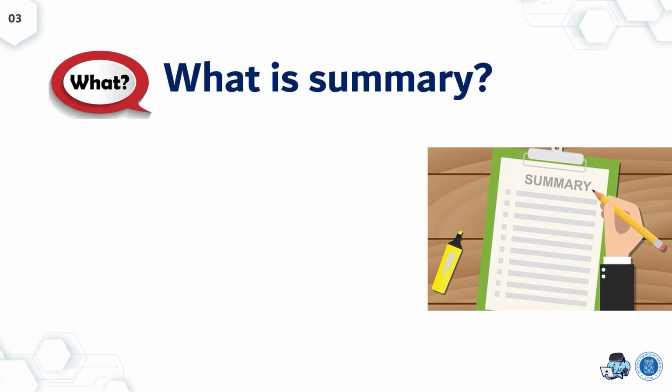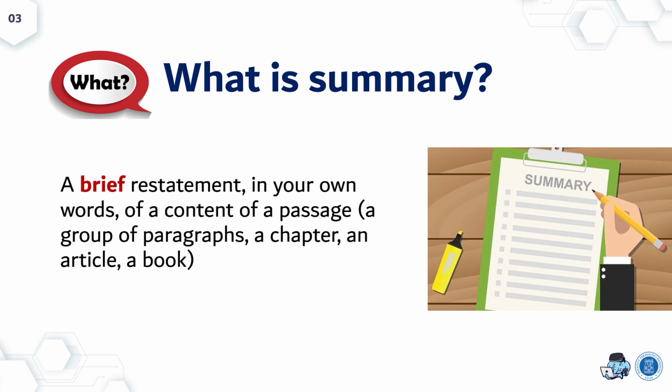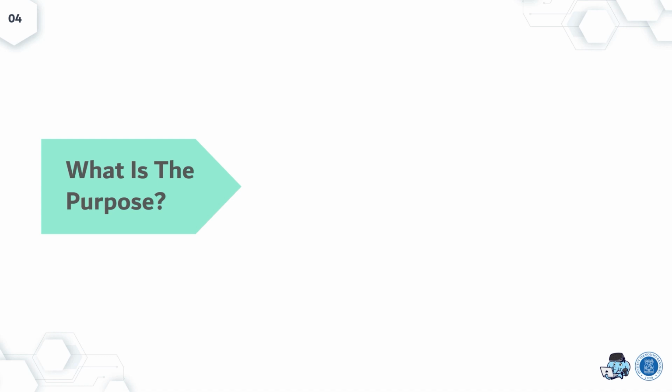What is summary? Summary is a brief statement in your own words of a content of a passage. And the passage can be a group of paragraphs, a chapter, or an article, or a book. So here we focus on the length and the way you wrote it. Summary must be brief, and you also have to make summary in your own words. It means summary should be different from the original.